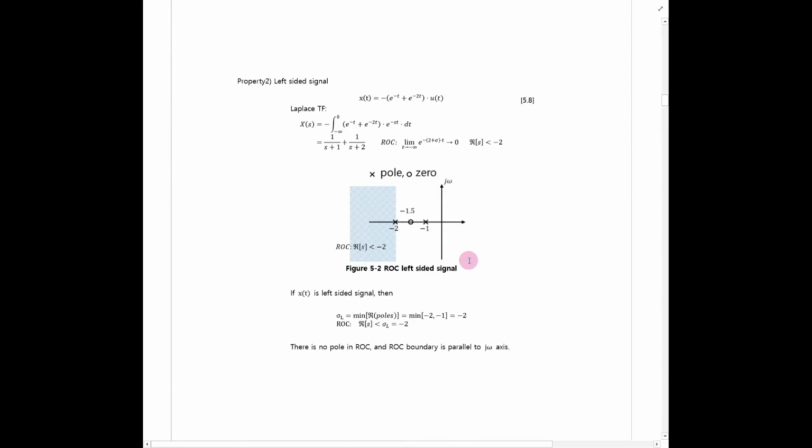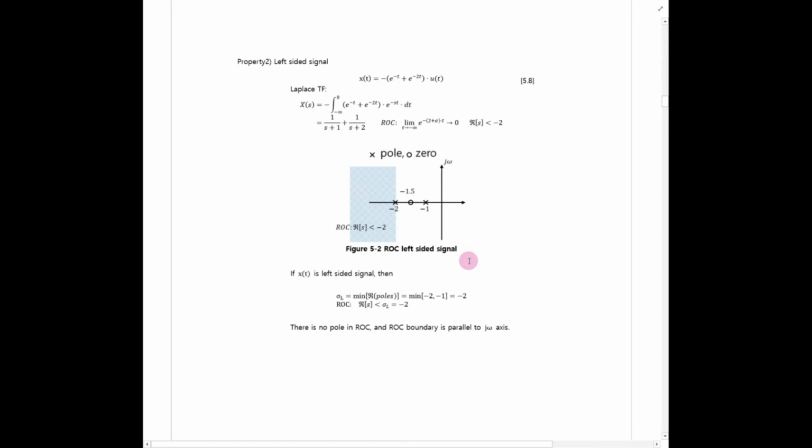And what about the left-sided signals? It's the same signal, but this time it's left-sided. By taking the Laplace transform, it will give the same expression as the previous one. But at this moment, the region of convergence is different. To satisfy this one, the region of convergence should be less than minus 1. So for a left-sided signal, the condition is given on the left side, and this convergence should be satisfied, sigma should be less than minus 2.